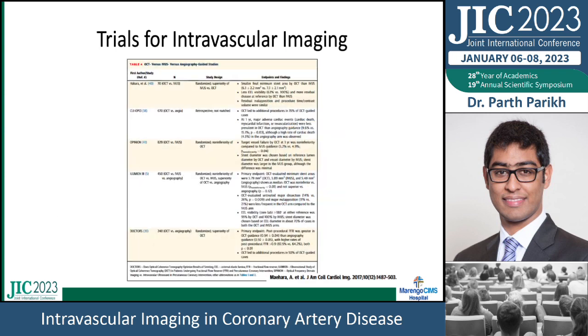Other trials which have looked at IVUS, and then OCT versus angio, all of them have shown that there is advantage of using imaging modalities to improve the outcomes in patients undergoing PCI. I'm not going to go into details for all of these trials, but just a brief overview of these trials.